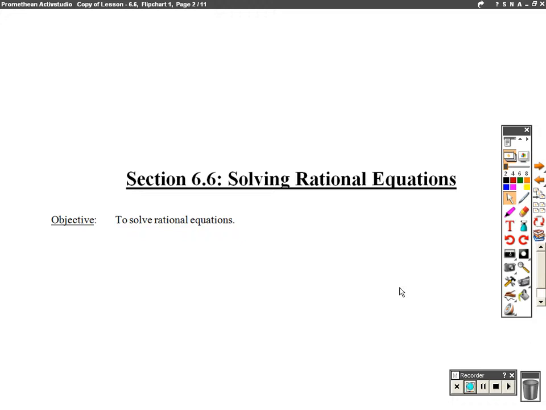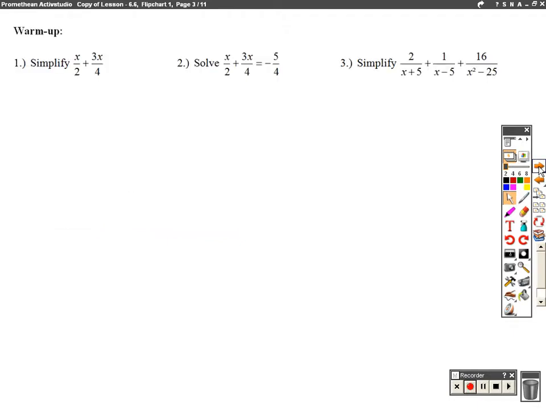All right, section 6.6 we'll move into now, which is solving rational equations. Before we get into solving rational equations, let's look at some of these warm-ups here. Go ahead and see what you can do with these. I'll give you a hint on number 3. This is the long one.